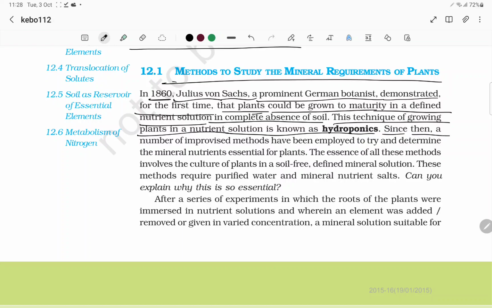Since then, a number of improvised methods have been employed. So growing plants in a nutrient solution, we call it hydroponics. Very simple. Usually the money plant or some other plants, you can grow at home in water itself. That means not only pure water, you need an essential nutrient solution. You have to add the required nutrients to that water, only then will growth be possible, or else growth cannot happen with only pure distilled water.